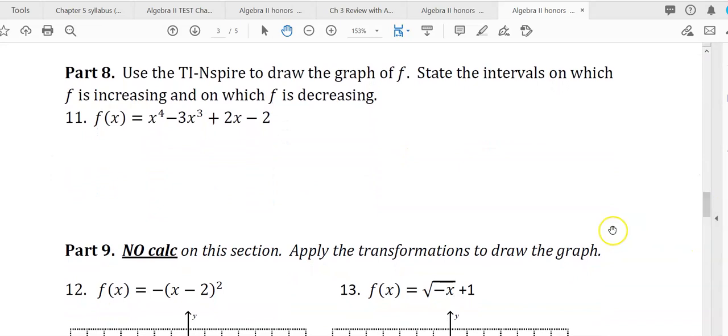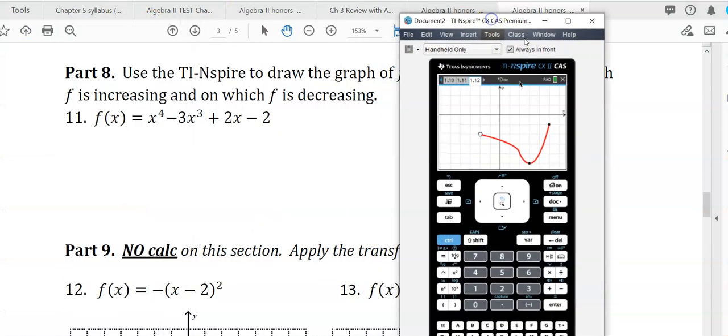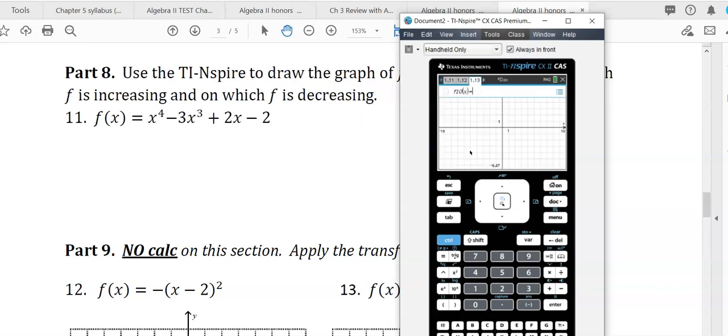So we're going to draw the graph of this one. So let's go here and draw this, and find out where it's increasing, decreasing. We may have to adjust our window. We'll have to see. x to the 4th minus 3x to the 3rd plus 2x minus 2.